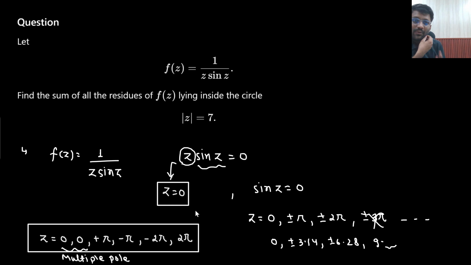So why was it a multiple pole? That was the beauty of this question. Z sin z is there, no? So what does that mean?